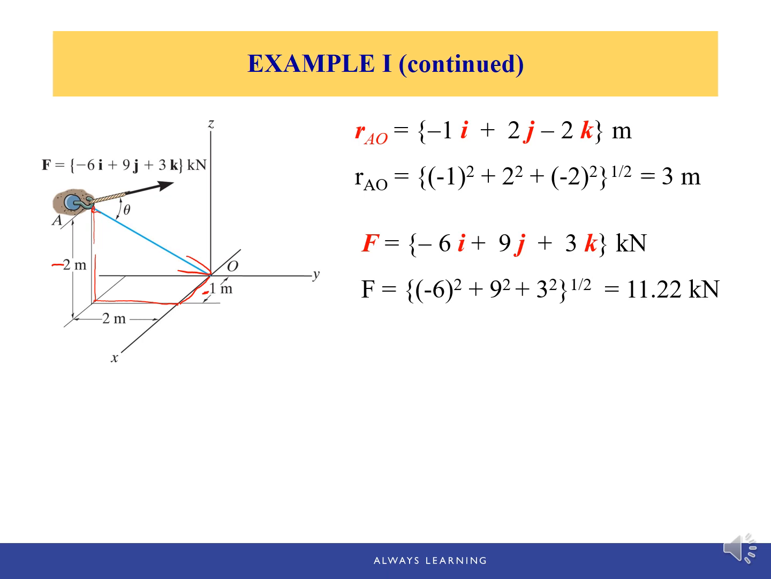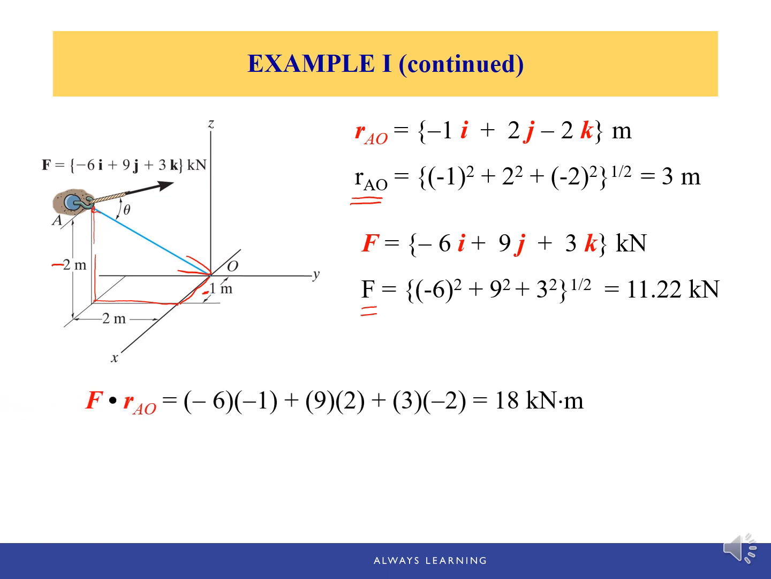So this is RAO, and meanwhile, you need to find the magnitude of RAO using the square root of the sum of the squares. And the F vector is given directly, so we can find the magnitude easily as well. From there, we can perform the dot product, and use the dot product to find the angle between the two vectors. Here is the dot product between F and RAO.